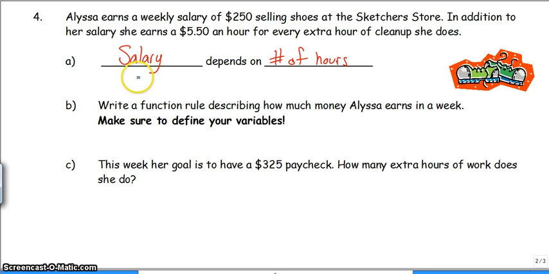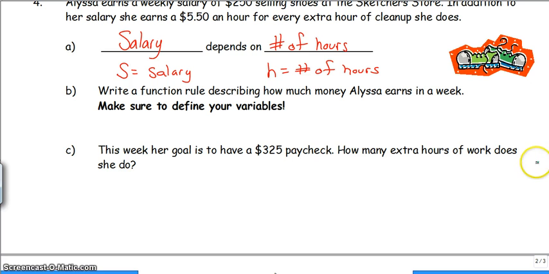I go ahead and define my variables. Salary, I'll use an S. S is her weekly salary. And for the number of hours, we can use H again, and we will state that H is the number of hours. We cannot have 100% on a problem if we do not define our variables.